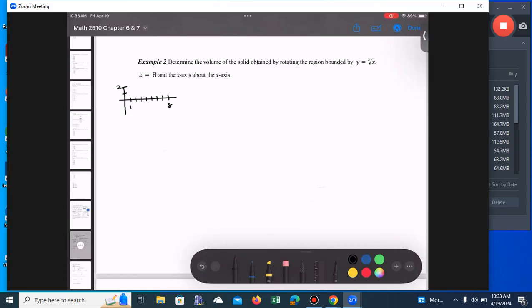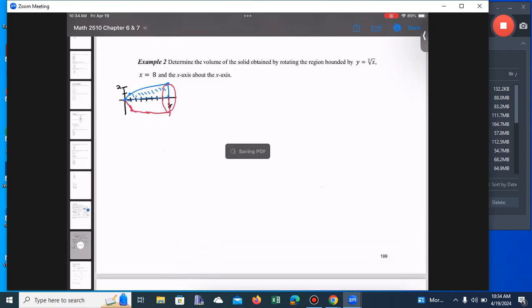All right, so 1 is 1, 0, 0, A is 2. So this is what we look at. That's x equals 8. If we have our x-axis, this is the shell we're rotating across the x-axis. And so it becomes kind of like a sideways bell. Not that strong, but looks like that. Being rounded out. Well, kind of like a bullet, I guess.